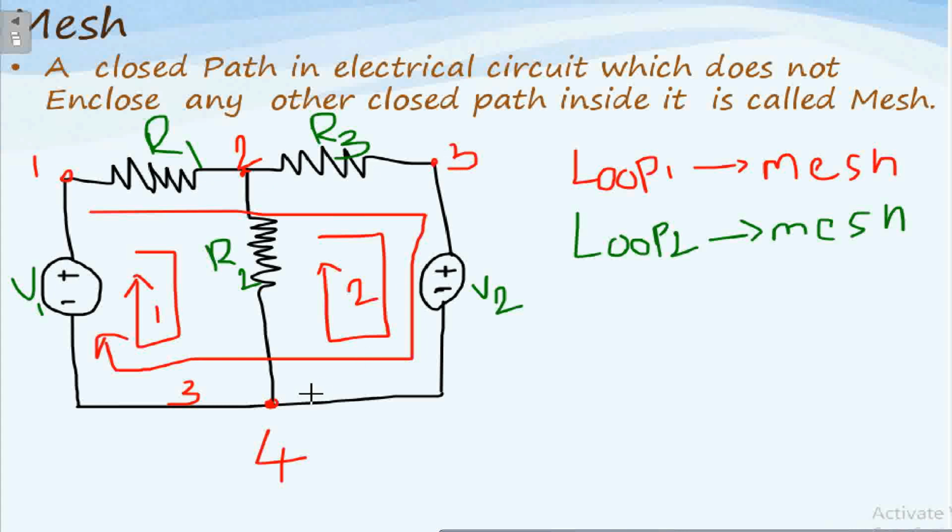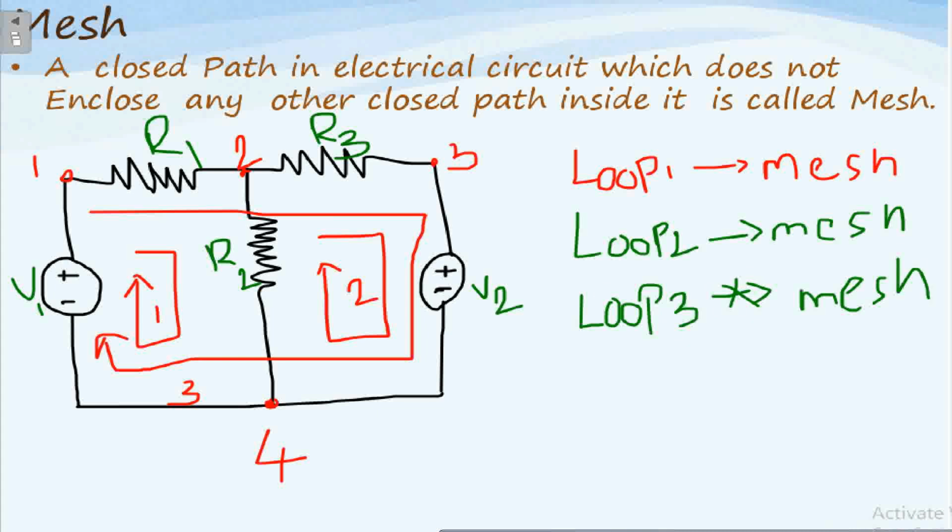The third loop is starting from 1, 2, 3, 4, and it is reaching 1. But this third loop is including loop 1 and loop 2. But according to the condition of mesh, it should not enclose any other closed path. If you consider this third loop, it is including the first loop and the second loop. So loop 3 is not a mesh.